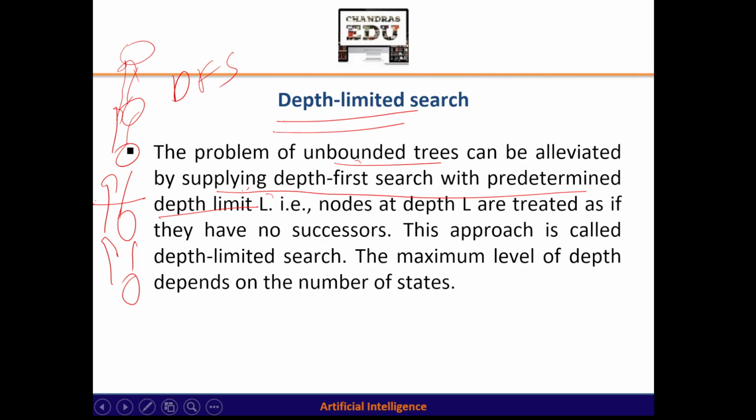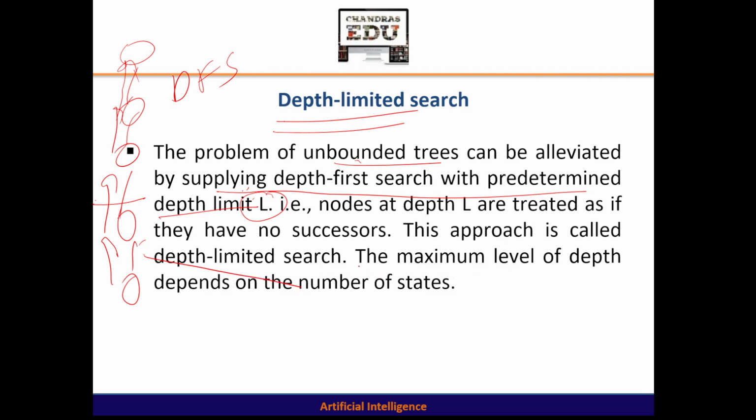So we are limiting here with the parameter L. Nodes at depth level L are treated as if they have no successors. Even though there is a path after L also, we will treat L as the last level, and whatever successors are there, we will consider them to have no successors. Even though there are successors, as we have taken the limit as L, whatever paths or branches we have after that, we will consider them to be no branch at all. And this approach is nothing but depth limited search.